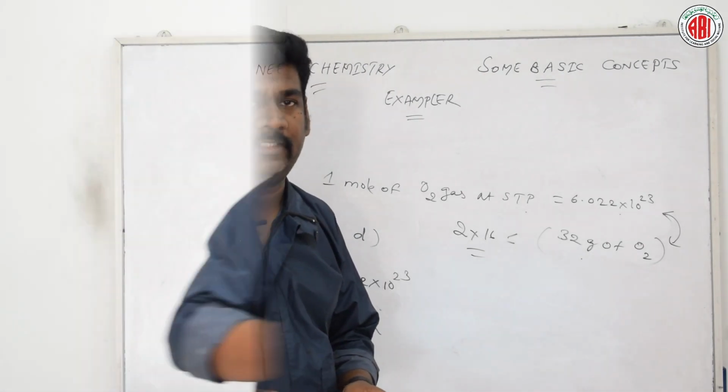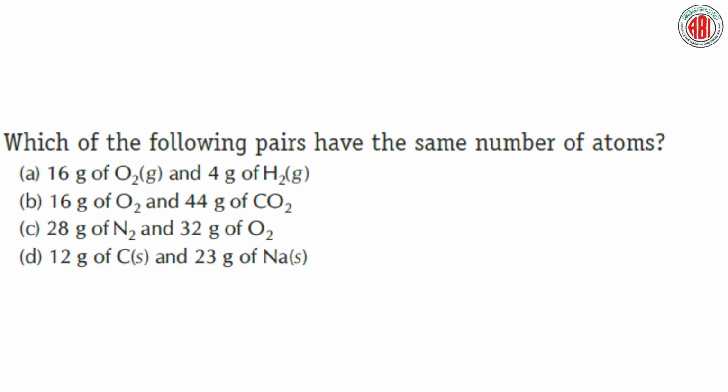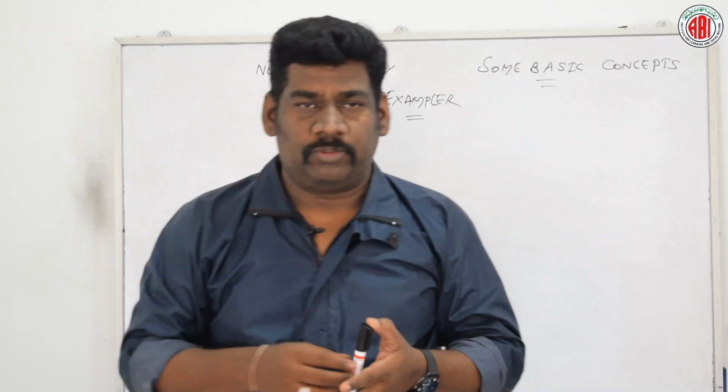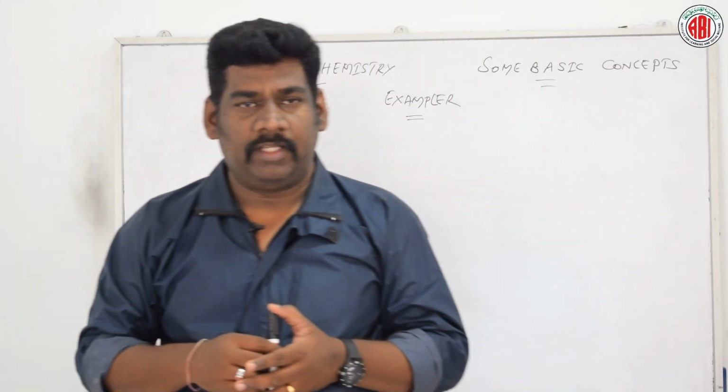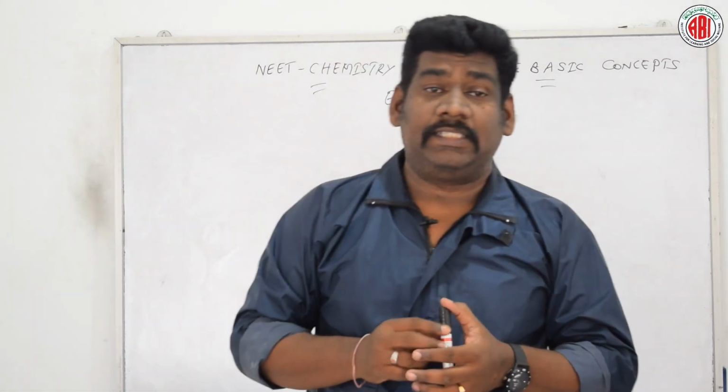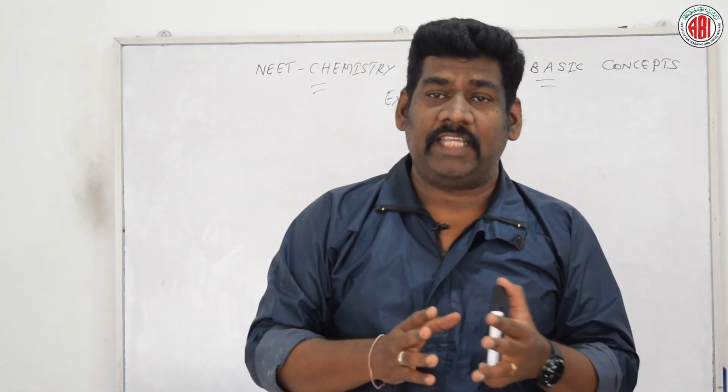Let us go for the next question. Which of the following pairs have the same number of atoms? 16 gram of oxygen and 4 gram of hydrogen, both in the state of gas. 16 gram of oxygen and 44 gram of carbon dioxide. Next, 28 gram of nitrogen and 32 gram of oxygen. And finally, 16 gram of carbon and 23 gram of sodium, both in the state of solid. Now let us see which pair has the same number of atoms.